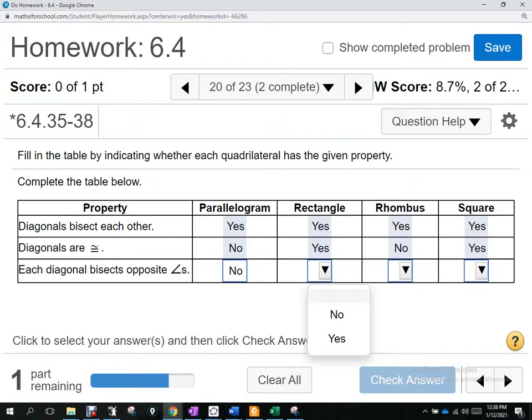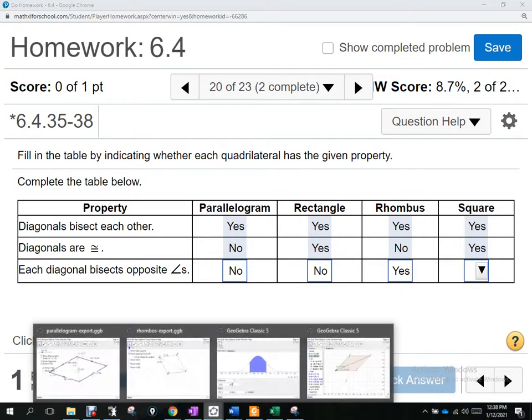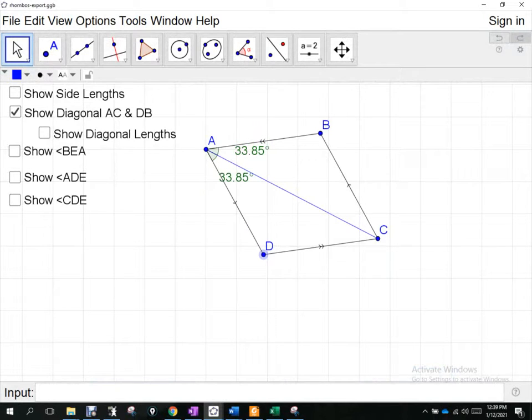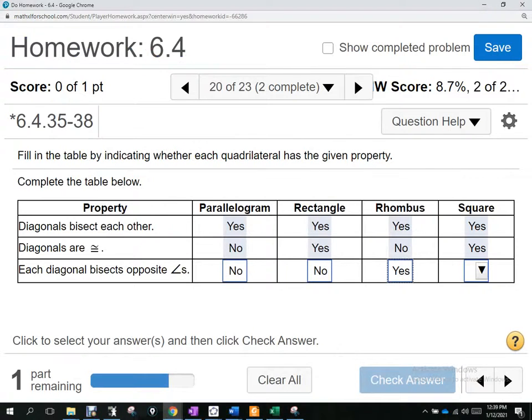In a rectangle, the answer is no as well. In a rhombus, though, the answer is yes. That was the situation I was showing with this here. This is a rhombus. There we're seeing 33.85 and 33.85, so we do bisect opposite angles there. Does it happen in a square? Do diagonals bisect opposite angles in a square? Yeah, because it happens in a rhombus, right? And a square is a rhombus.